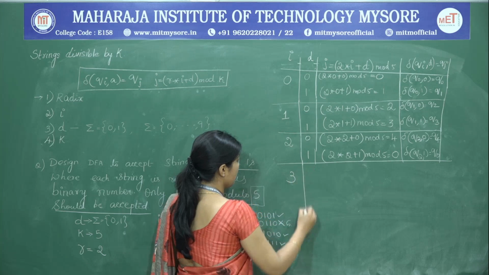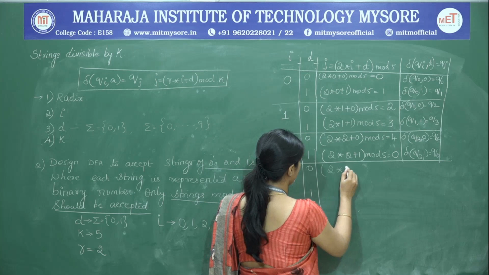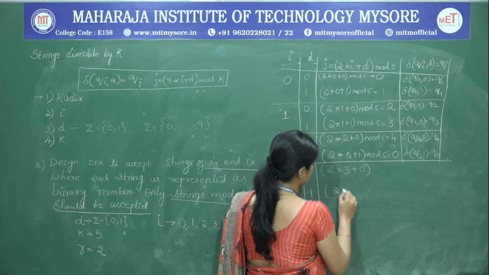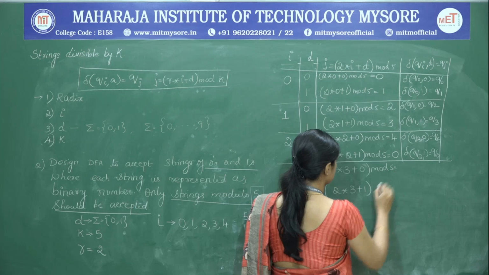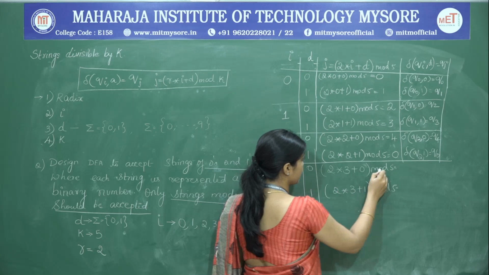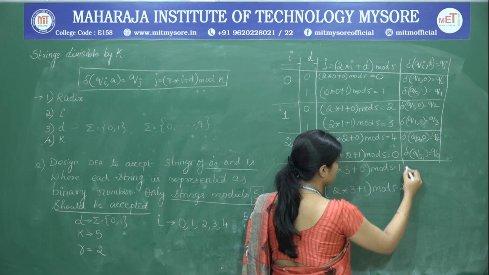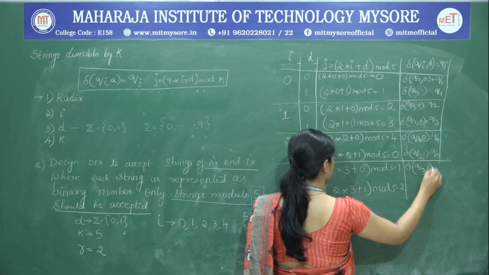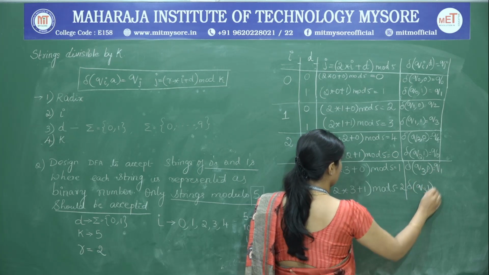Similarly, for state 3 on 0 and 1. So this is 2 multiplied by 3 plus 0, 2 multiplied by 3 plus 1 mod 5. So this is nothing but 6 mod 5, the result is 1. This is 7 mod 5, the result is 2. So we'll fill up the transitions. Q3 on 0 is Q1 and Q3 on 1 is Q2.